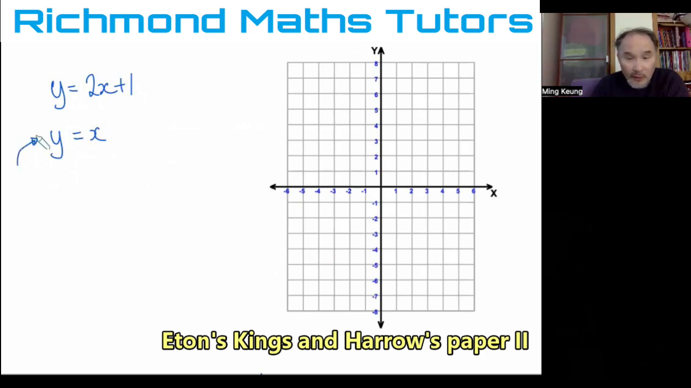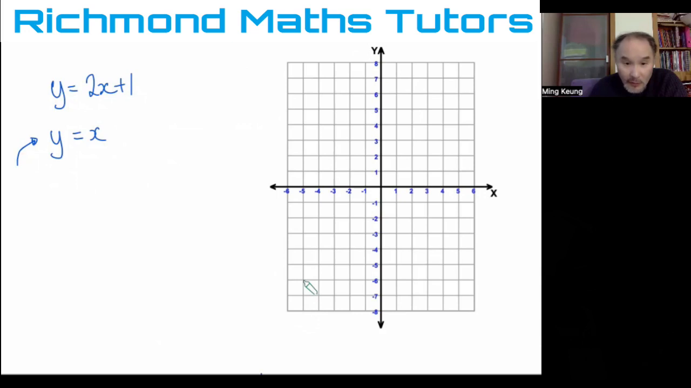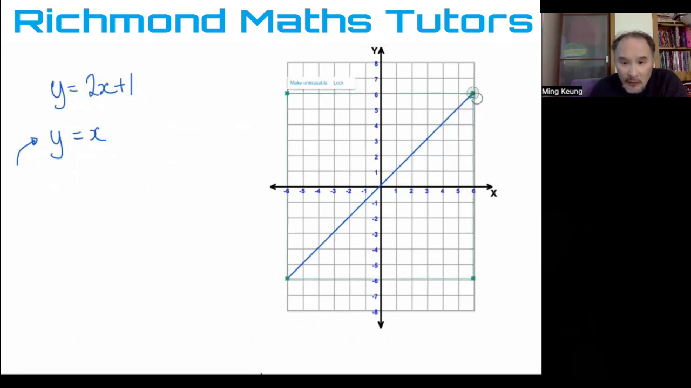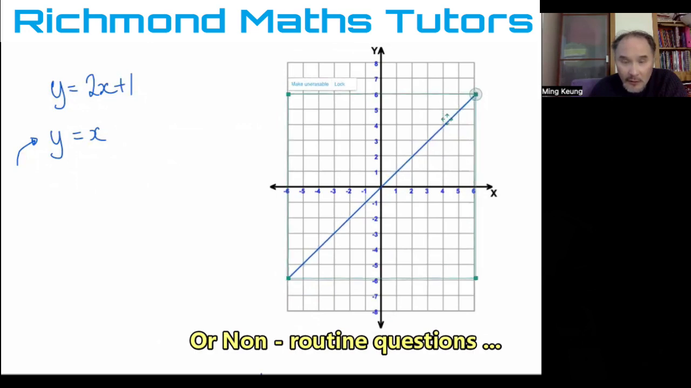So graphically, y equals x, well, these are both straight line graphs, but it'll be something like this. Let me just adjust the angle a little bit, just so it's slightly more precise. Otherwise, the values will come a bit funny. So that's my y equals x.